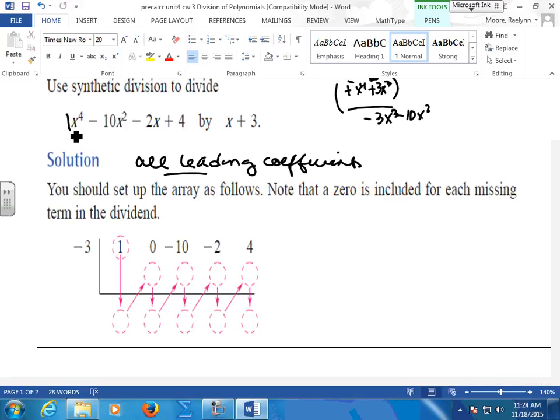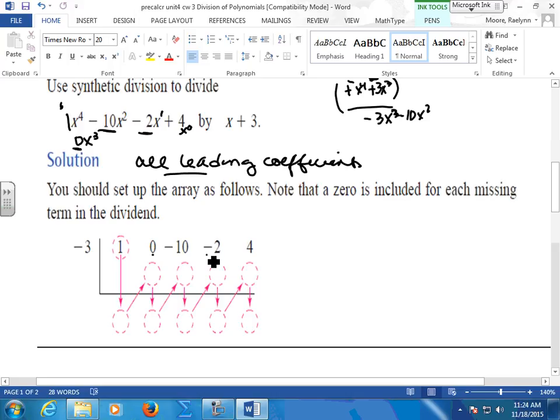So I have an x to the 4th. Do I have an x to the 3rd? No, so I have to put a 0 there. I have an x squared, I have an x to the 1, and this guy is technically x to the 0. So I have all my x's now. So I'm pulling out my coefficients. 1, I need a 0, negative 10, negative 2, 4.